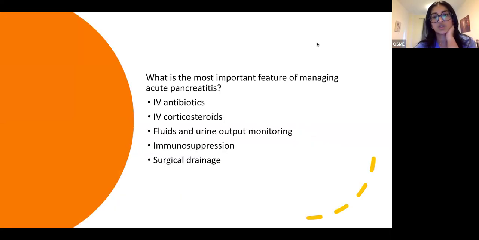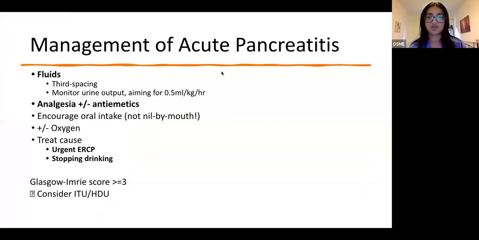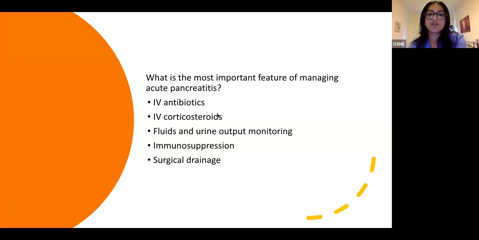Cool. What is the most important feature of managing acute pancreatitis? Okay, so the management of acute pancreatitis is fluids and urine output monitoring. So it's mostly just supportive management, making sure the patient is hydrated and they're urinating an appropriate volume per hour. There's no role for antibiotics, steroids, immunosuppression, or surgical drainage as the initial step, actually.